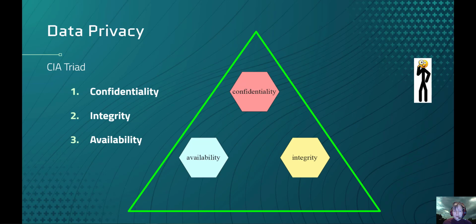Confidentiality is ensuring that only those who are authorized have access to specific assets, and that those who are unauthorized are actively prevented from obtaining access. For example, only authorized payroll employees should have access to the employee payroll database.